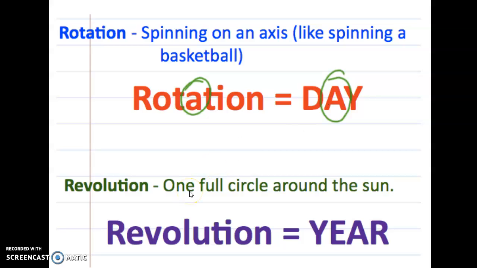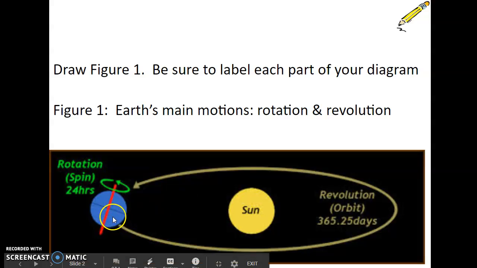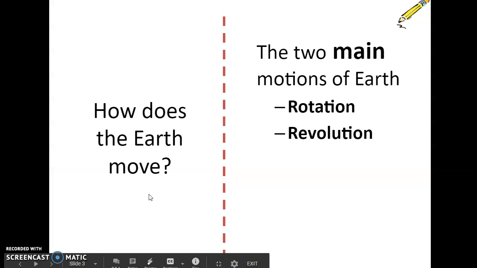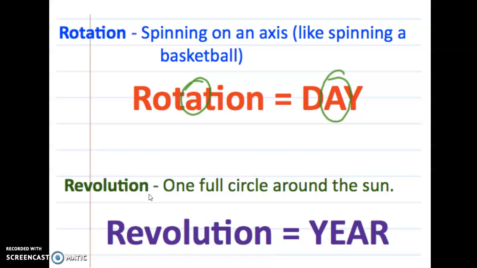Revolution is one full circle around the sun. So in our diagram, you see this would be Earth moving all around the sun in this gray line, which is equivalent to our 365 days, which is equal to our year.